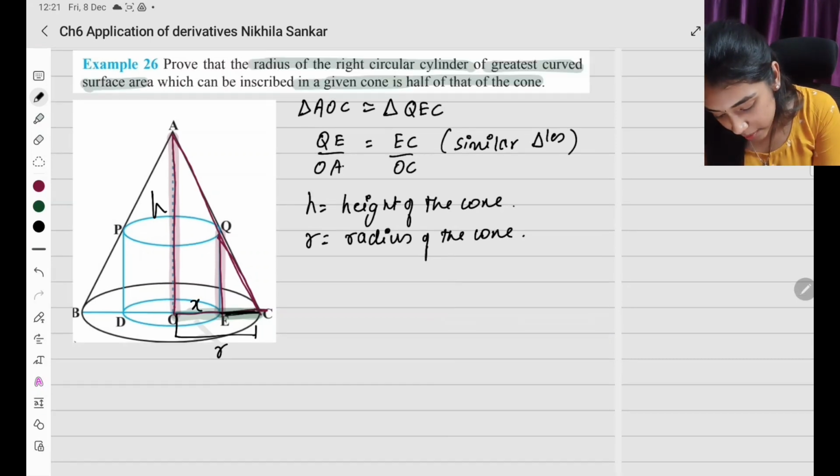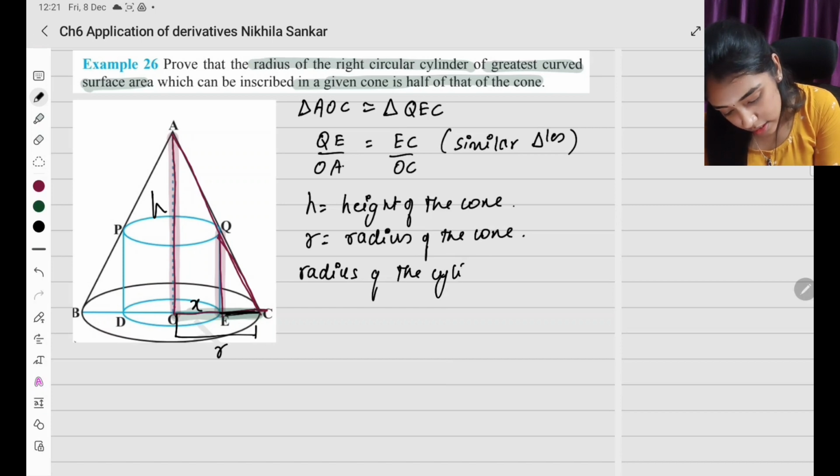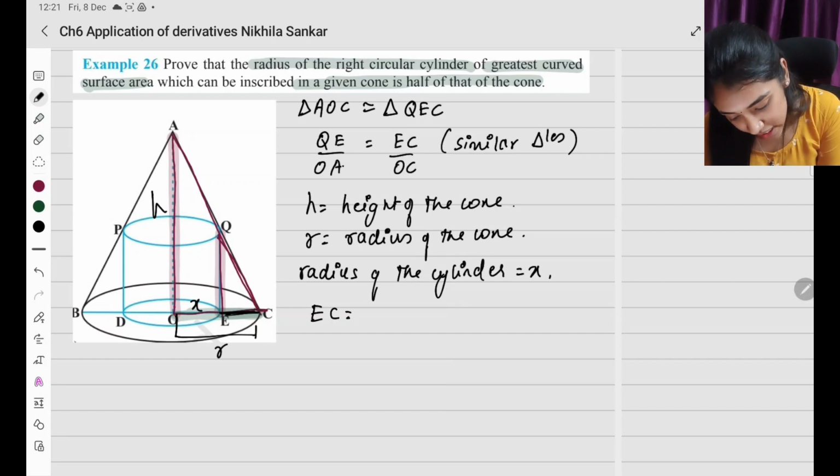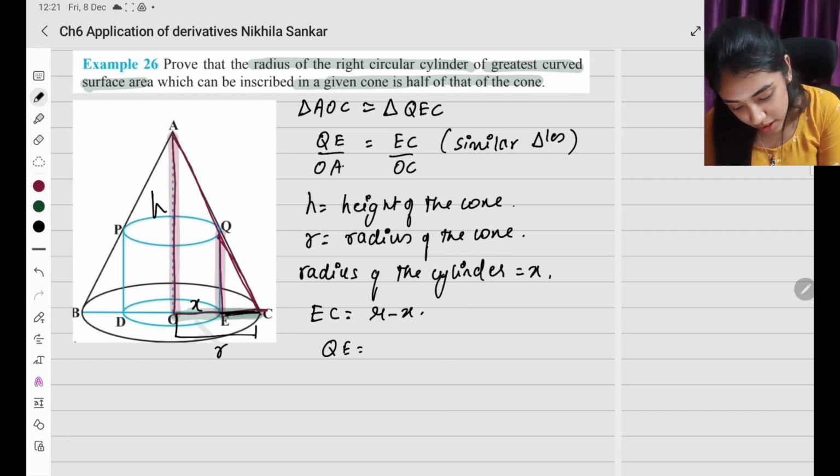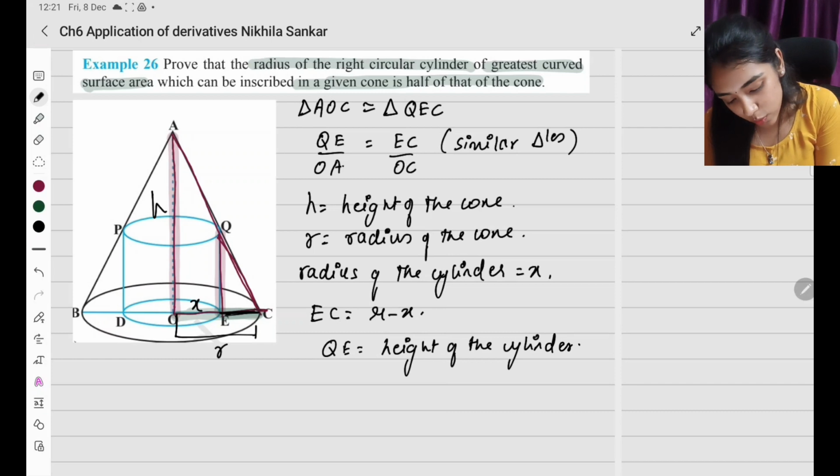What is my OE? I'm going to take the radius of the cylinder to be x. So what is my EC? It is going to be R minus x. So when I substitute, QE is going to be the height of the cylinder, which I'm going to keep like that. Height of the cylinder. Okay, I've written down what the values are.